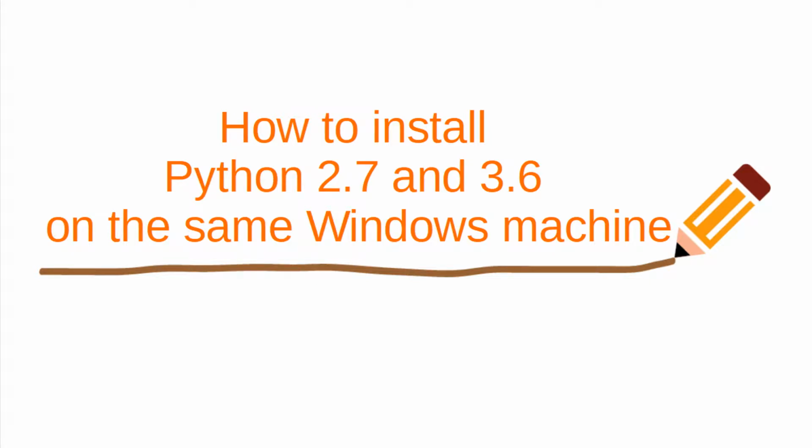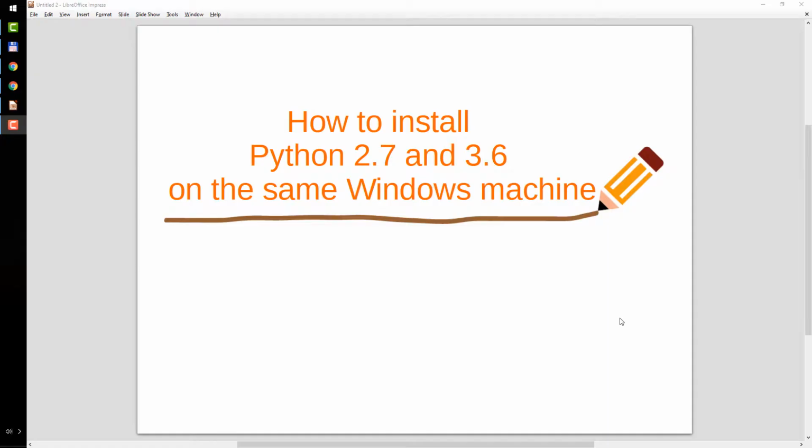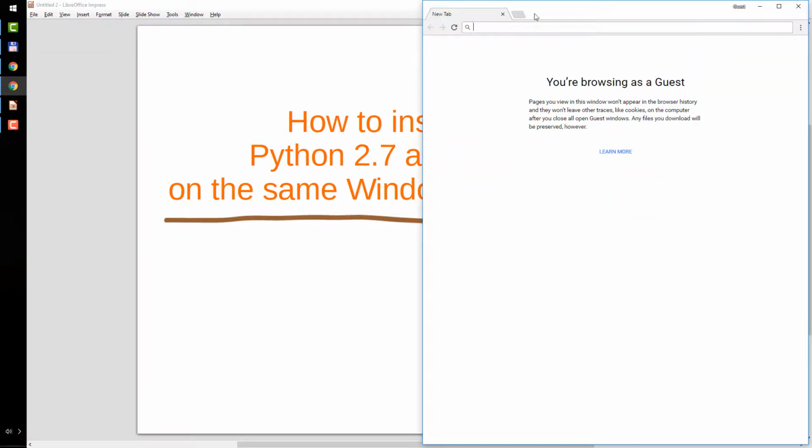Hi, I'm Dan, and in this video we're going to look into how to install Python 2.7 and 3.6 on the same Windows machine. So this is something you might want to do, for example, if you want to test out how a program behaves with different versions of Python, or if you have projects which need to use different versions of Python. So let's look into it.